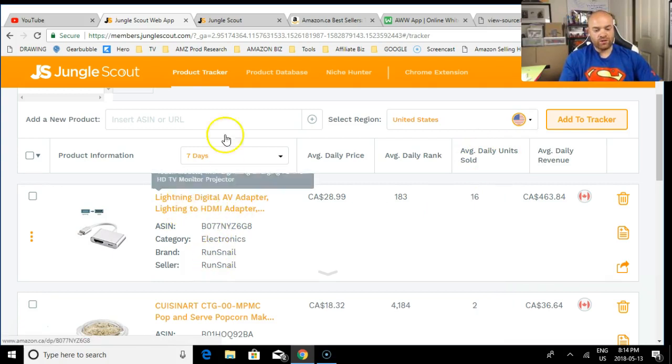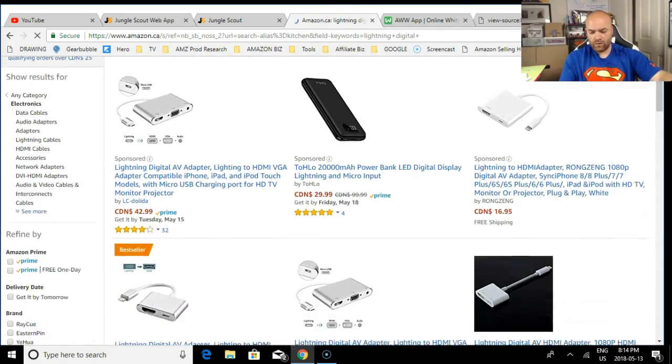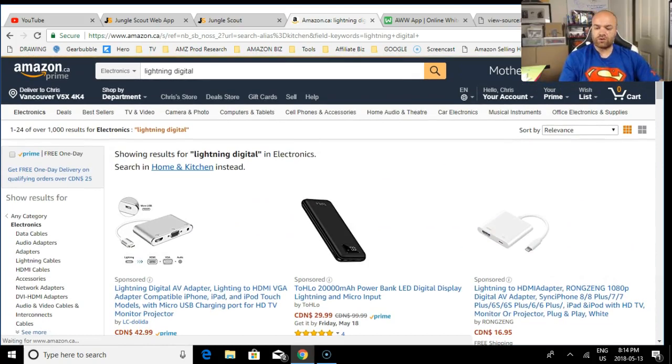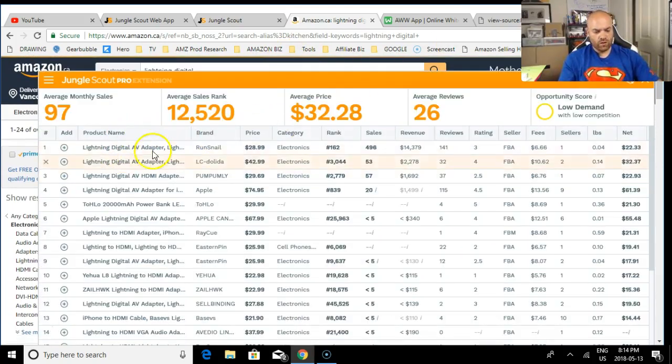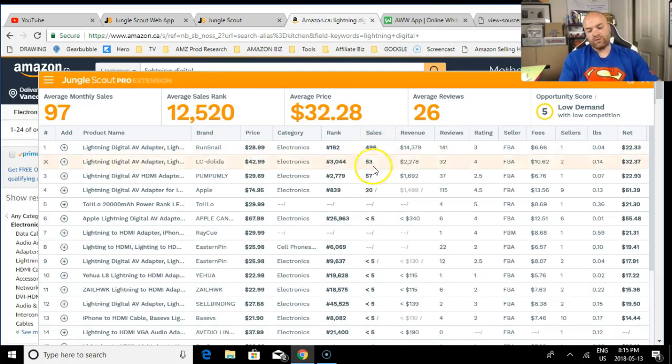Daily units sold, 16, for this particular lightning cable by Run Snail. So if I put in Lightning Digital AV, and I look for Run Snail, let's drop down Jungle Scout's Chrome extension. Run Snail right here is the first one. So the tracker tells me that Run Snail is doing 16 units a day, times that by 30. 6 times 30 is 240, plus 10 times 30 is 300. That's 540, just a sum of the average. Jungle Scout is telling me 496, so roughly close. Not bad. Not going to hold them against not having the same numbers, but it is what it is.